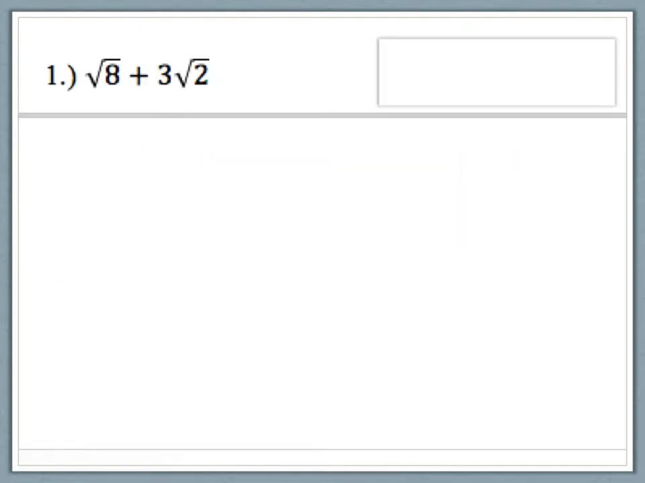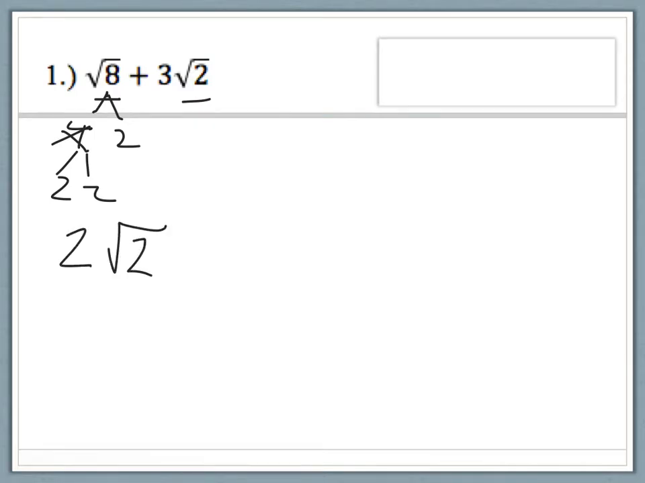Okay, so what they try to do though is they try to give us radicals, and we look, square root of 8 and square root of 2 don't match. But I can actually do something with the square root of 8, okay? Just like last class, we can break that down. Okay, so that's going to be 4 and 2. 4 is 2 and 2. So I can break down the square root of 8 as 2 square root 2. And then I'm going to just bring this plus 3 square root 2 down.